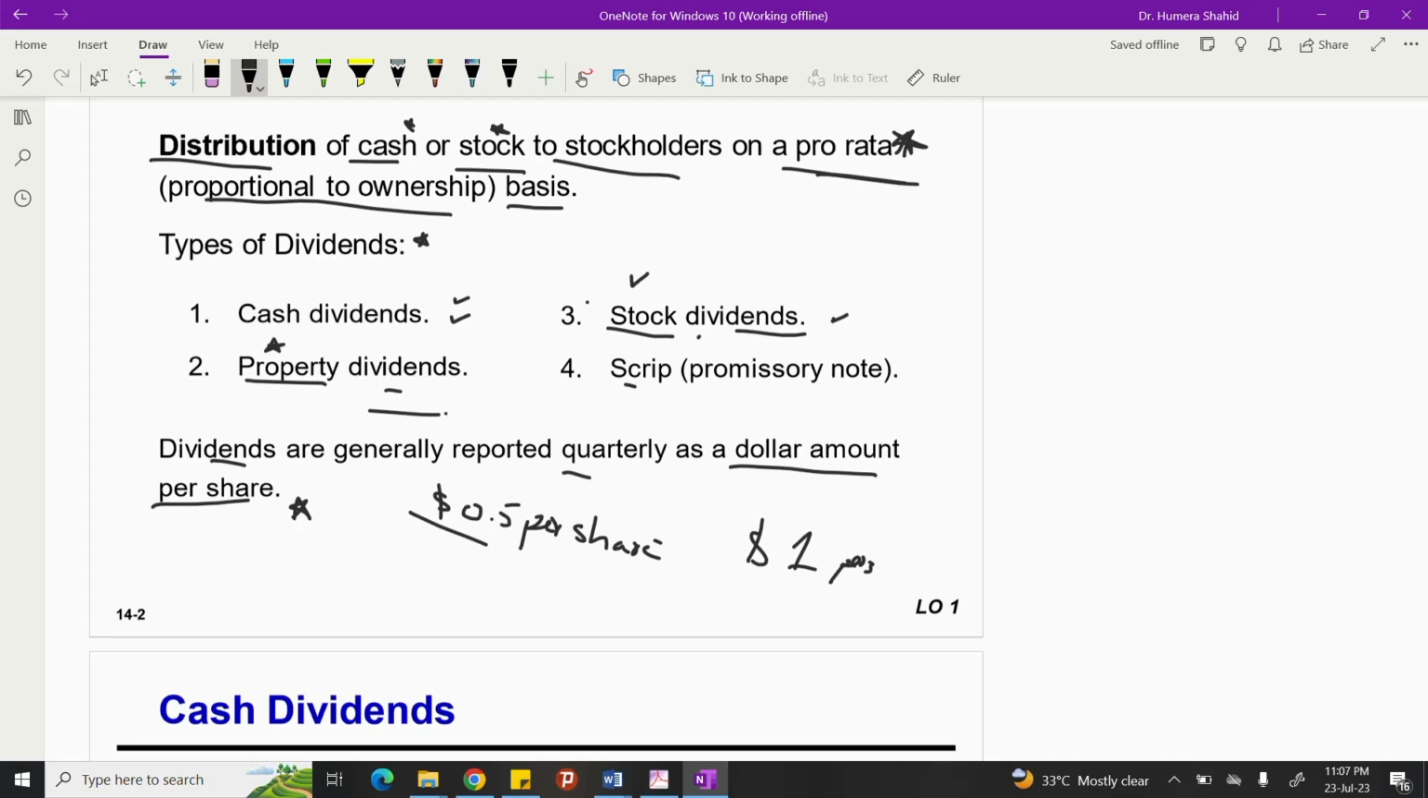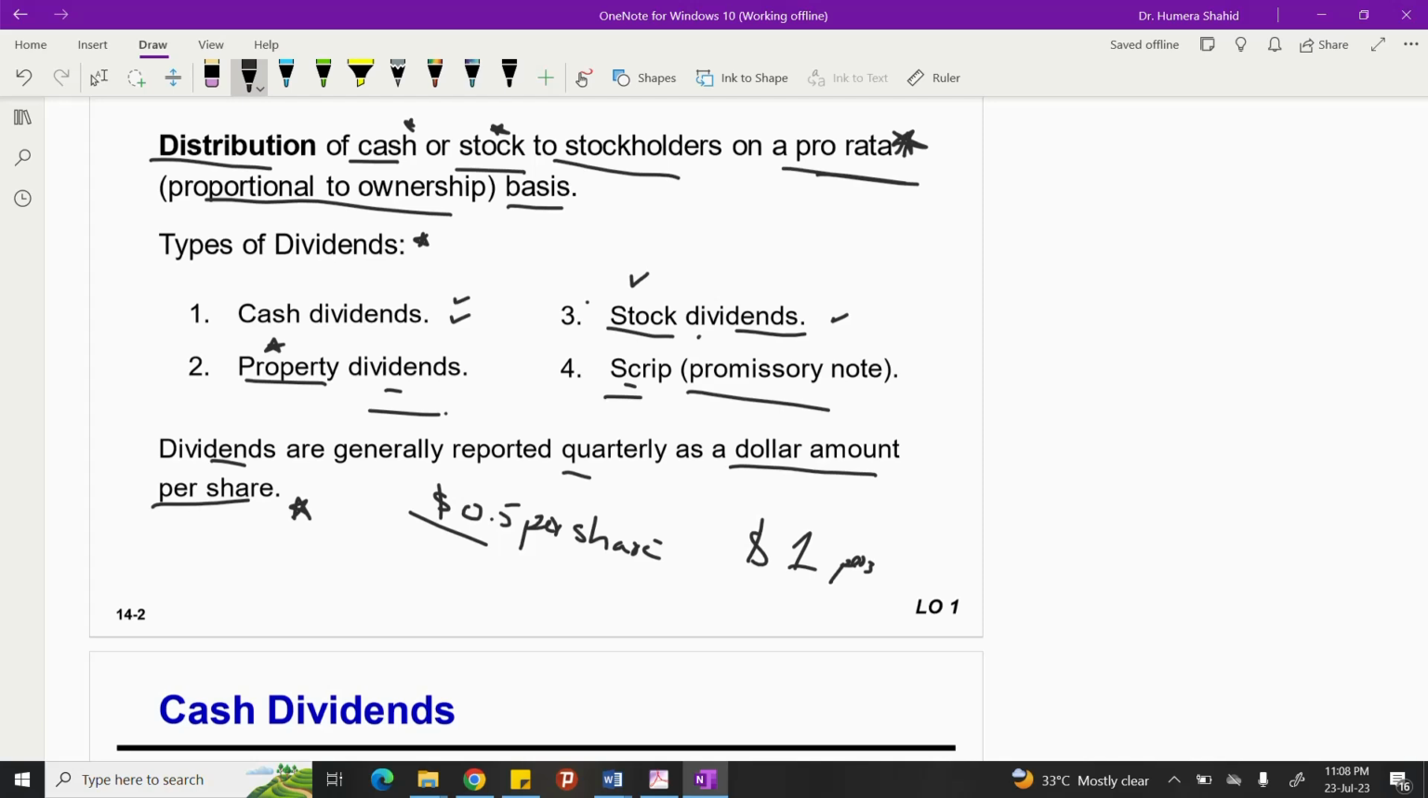And then there is another type that is known as scrip. Scrips are basically promissory notes. Promissory note means promises made by the company to the stockholders of the company that in future the company is going to give them either cash or stock as dividend.